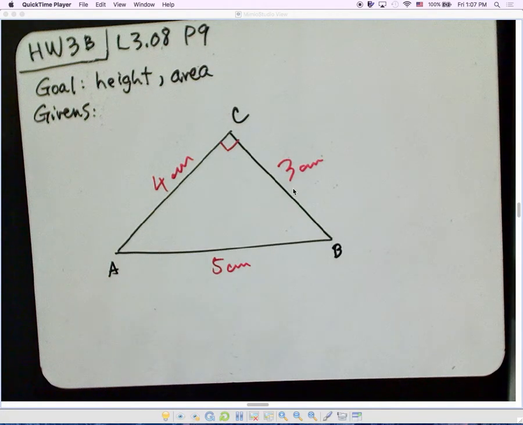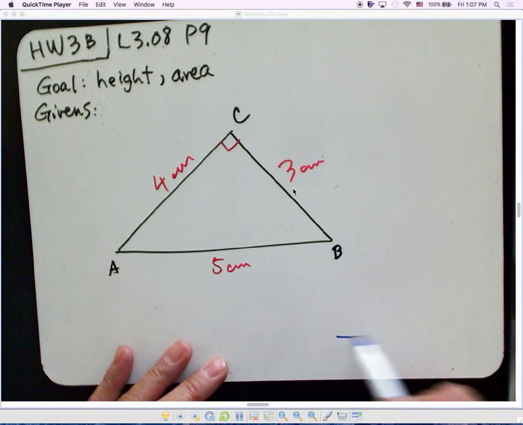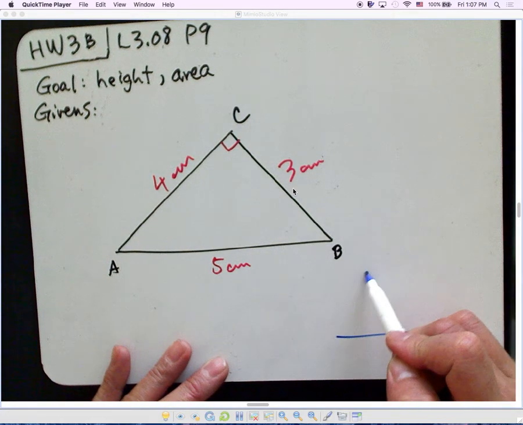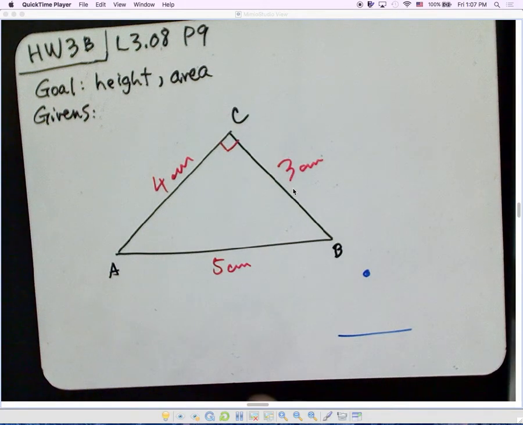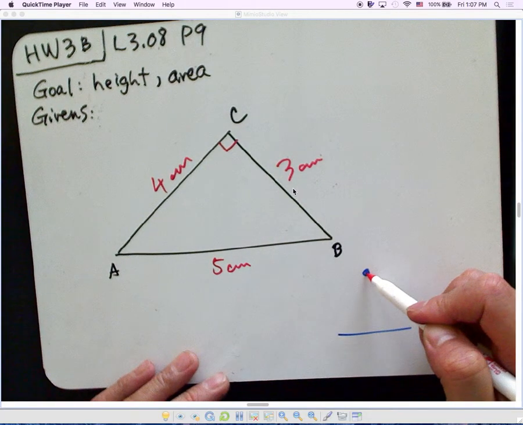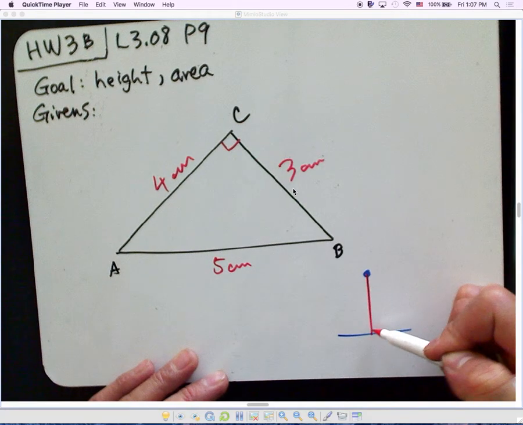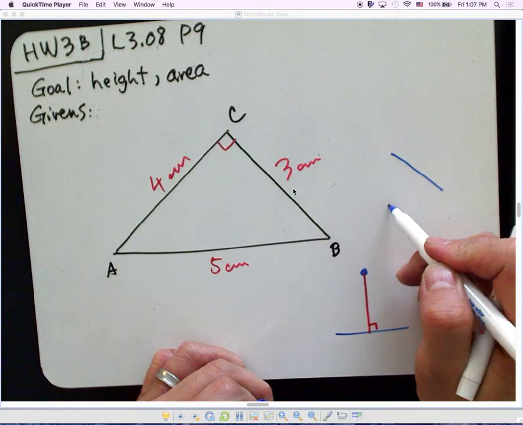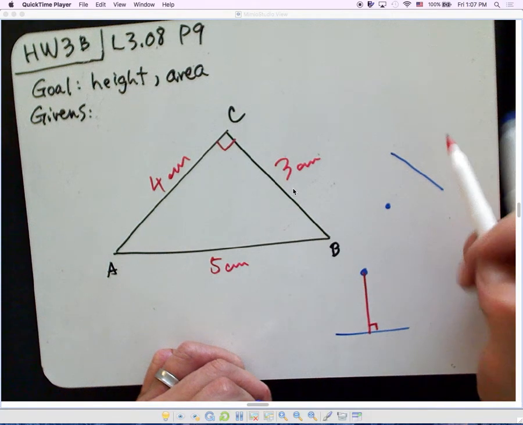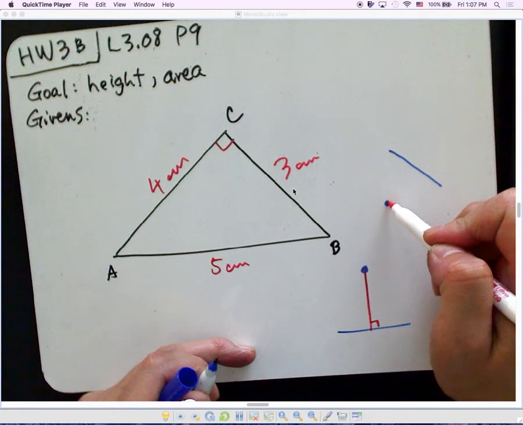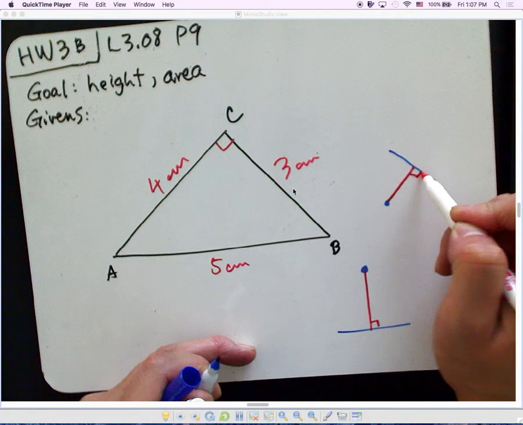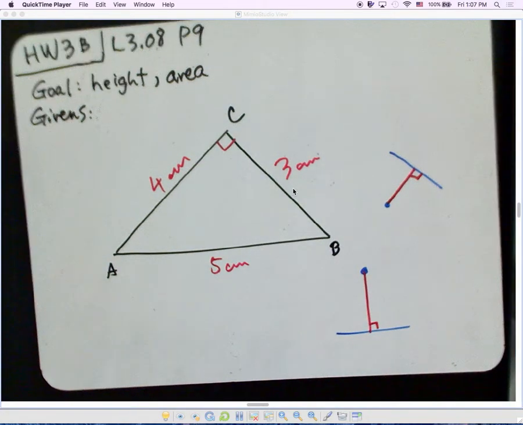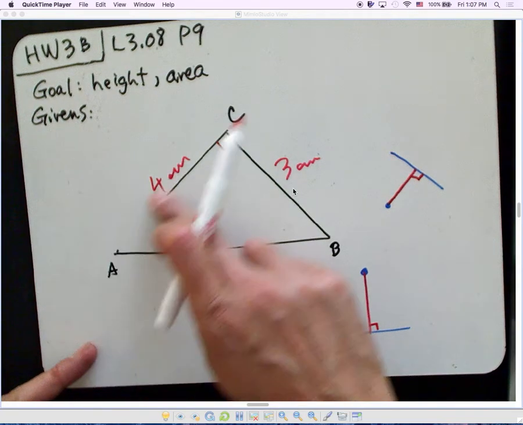Good. So let's think about what the height means. The height means the distance from a point to a segment, meaning the shortest way from the point to the segment, like this. Okay. It can be slanted. The height will be the shortest way of going from the point to the segment, which is always 90 degrees. So let's erase this EC for now.